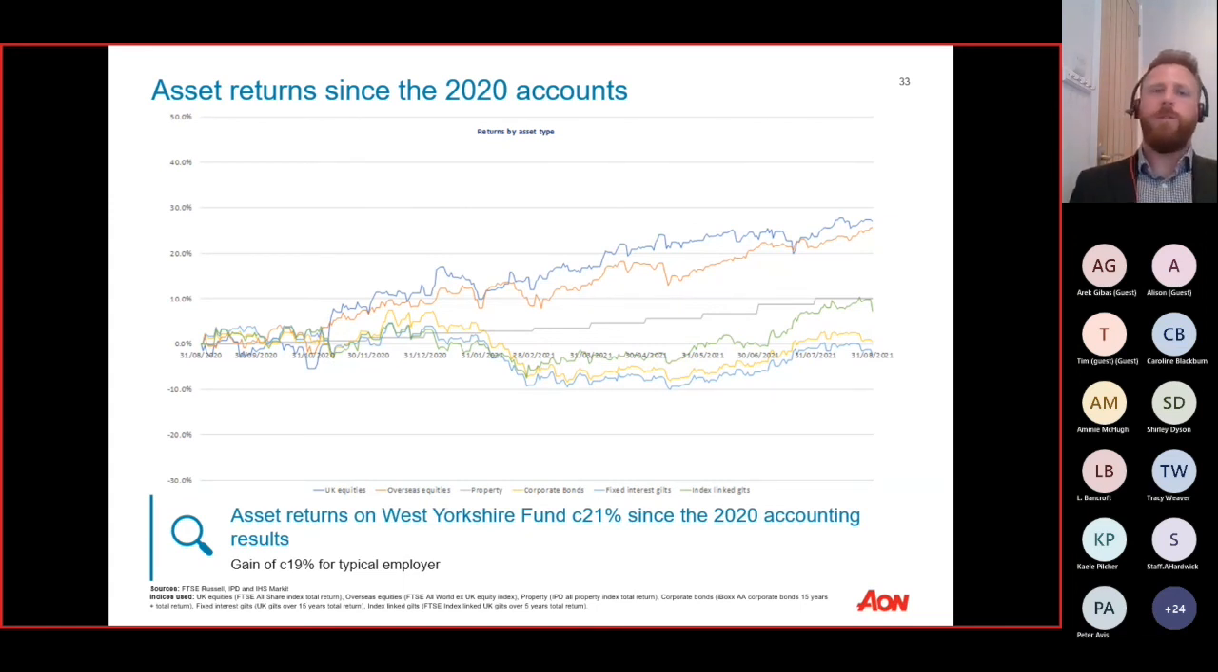And for West Yorkshire Pension Fund, we don't have the exact figures yet, but we think returns over that period have been about 21% for the year. At the last accounting date, the discount rate was around 1.7%. So that means that assets have outperformed the discount rate. And that 21% asset return equates to a gain over the year of about 19% on the funding position, with all else being equal.